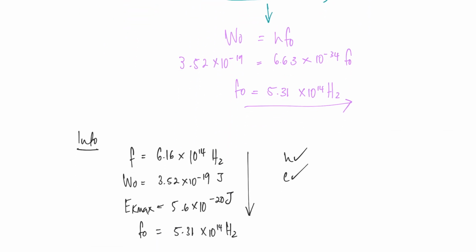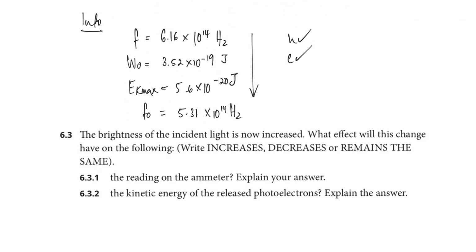Let's have a look here at the next half. It says the brightness of the incident light is now increased. What effect will this change have on the following? You can write increase, you can write decrease, you can write remain the same. They want you to check. If I'm increasing the brightness, then essentially I'm increasing the intensity.